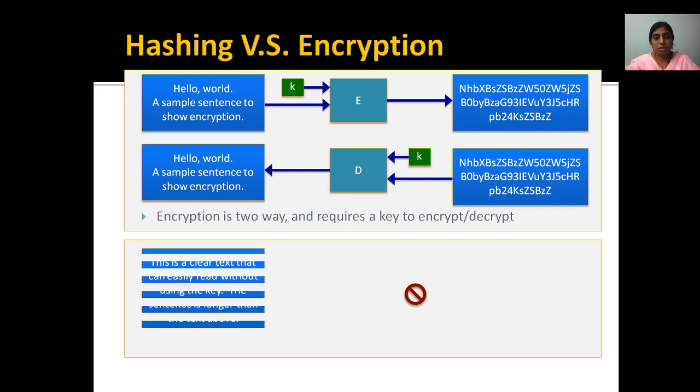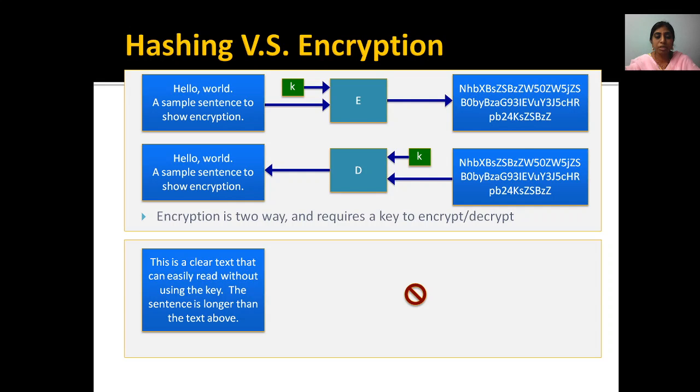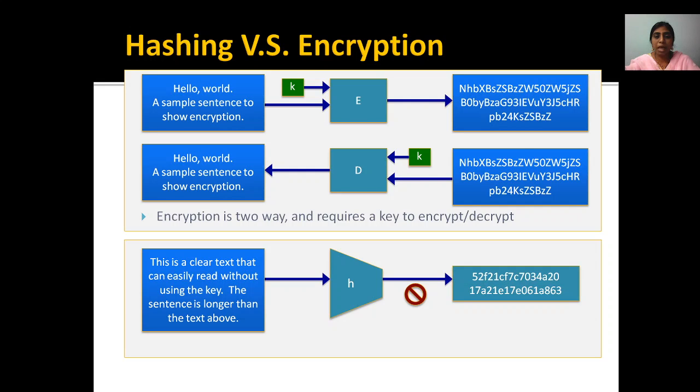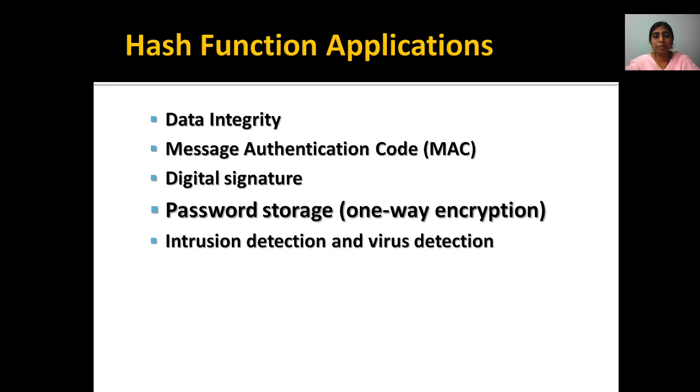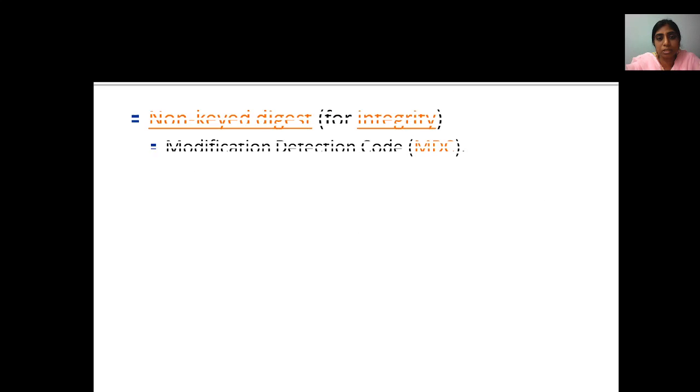encryption is a two-way function, but the hash function is only a one-way function. When we give any message and apply the hash algorithm, we get the hash code, and this hash code cannot be turned back into the original message. So it is only a one-way function, there is no dehashing. Hash functions are used for data integrity, message authentication code, digital signature, password storage, intruder detection and virus detection.